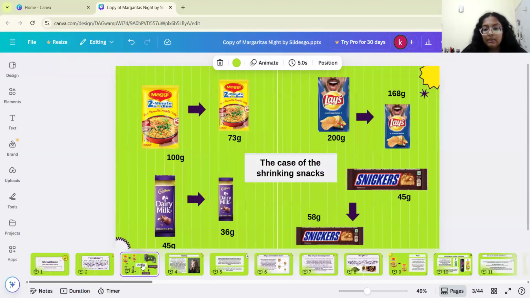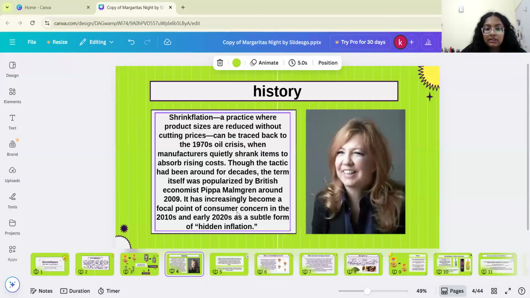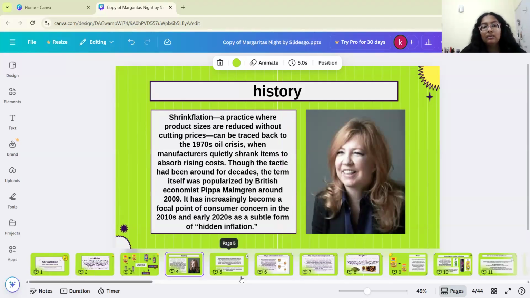Here are a couple examples of shrinkflation that I've used for daily products. Shrinkflation is something that's been here for a long time. It started out in the 1970s during the oil crisis. This woman on the screen, her name's Pippa Malgrim, and she was the one who coined the term shrinkflation. Initially it was not noticeable, but around the 2000s and 2010s, it started to increase a lot. So it's something that mostly every brand does nowadays.